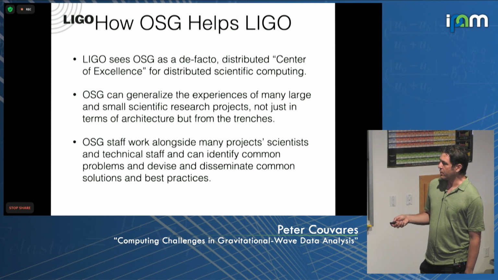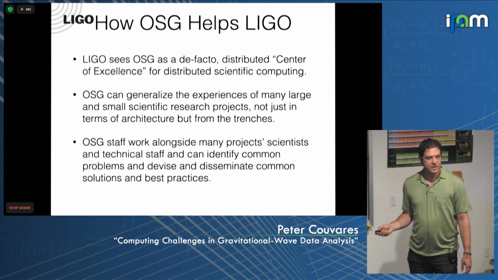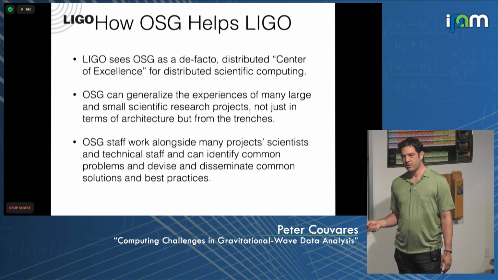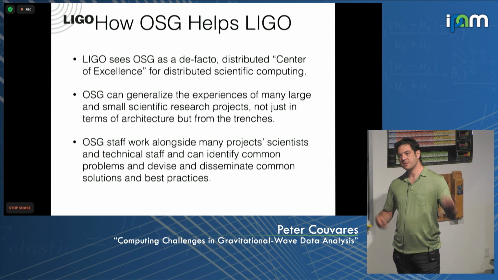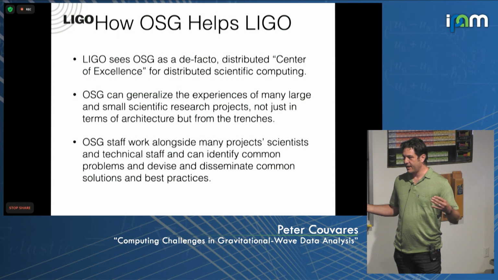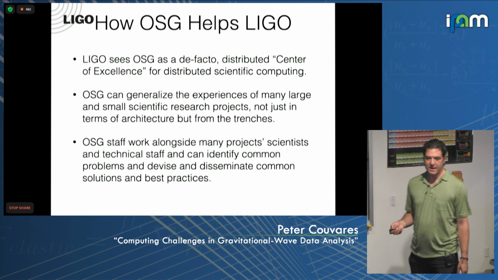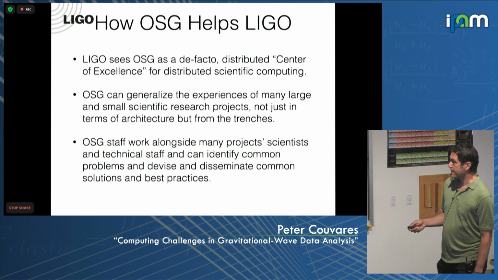I talked a lot about how OSG helps LIGO already. One of the things I didn't say is we also get a lot of benefit because they can generalize the experiences of other large and small scientific research projects. So the lessons that LHC learned the hard way, LIGO benefits from. The lessons that LIGO learns the hard way, LHC benefits from. And there's really a consolidation of lessons flowing through OSG, and that's been as valuable as the infrastructure.